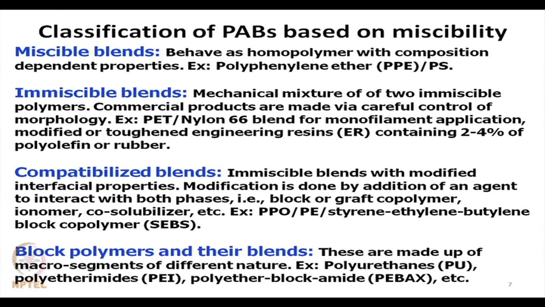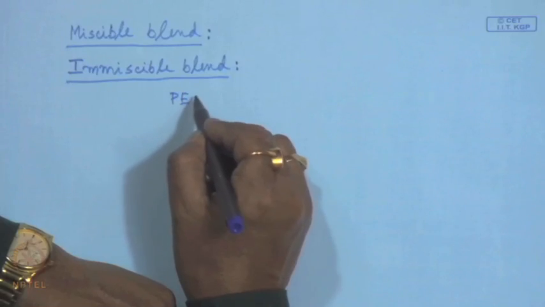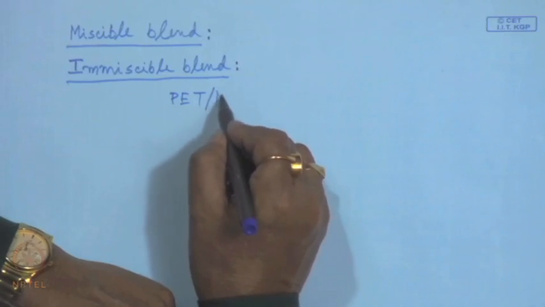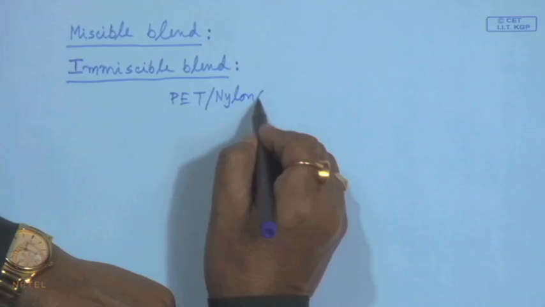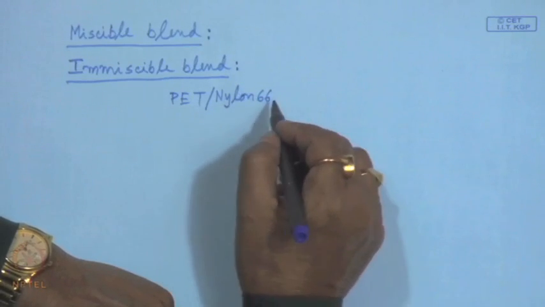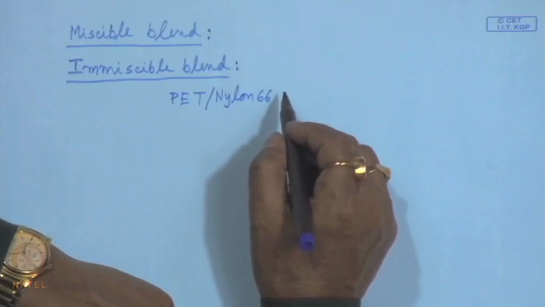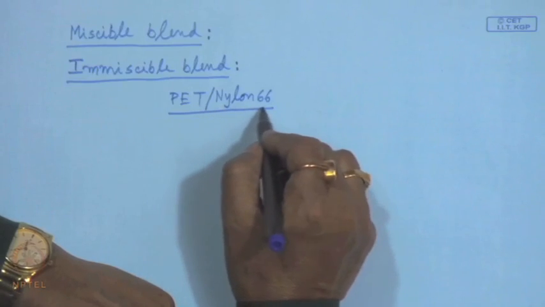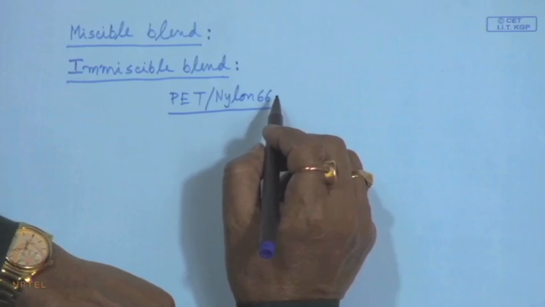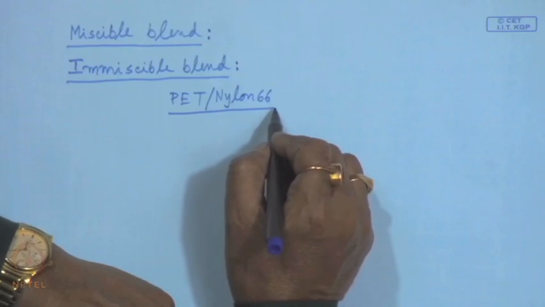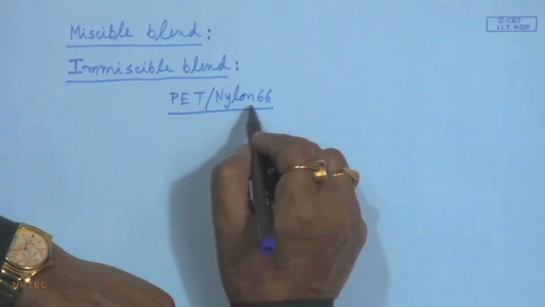For example, the polyethylene terephthalate nylon 66 blend is used for monofilament application. Now, this polyethylene terephthalate and nylon 66 are not completely miscible. There are certain immiscibility effects of these two polymers, because the two polymers are chemically different.